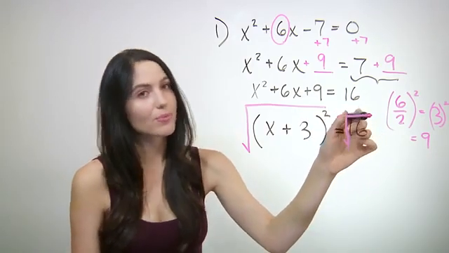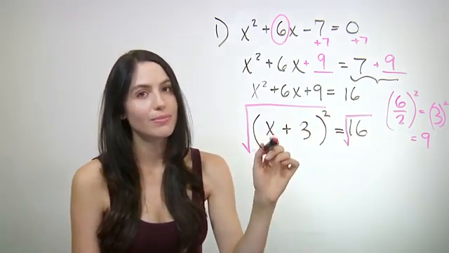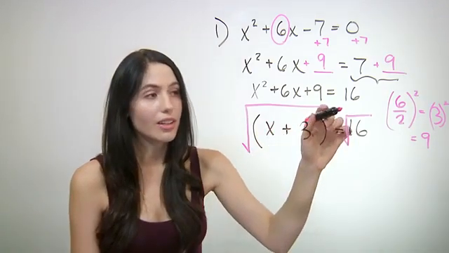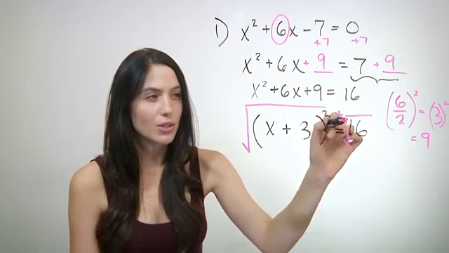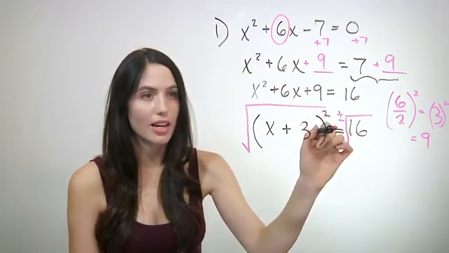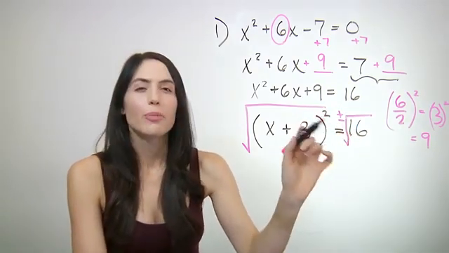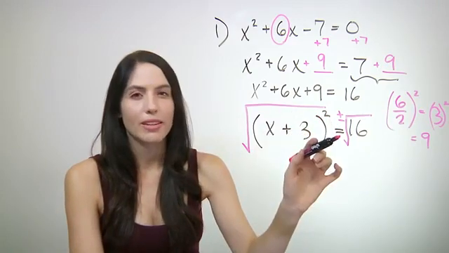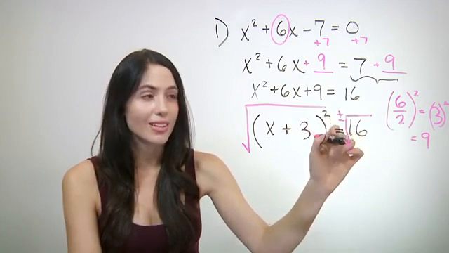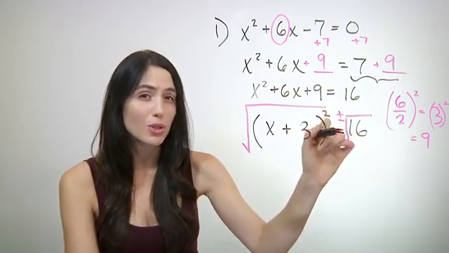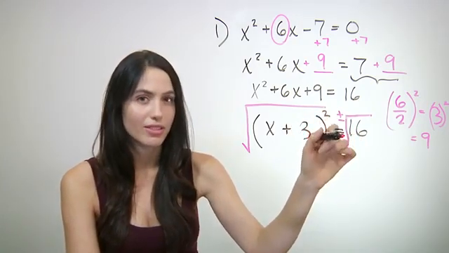Be careful, because when you square root a constant on one side, you actually get two solutions, positive and negative. It's very important, and many people forget this. So try to remember when you square root the side that has the constant, you immediately have two solutions possible, the positive and the negative version.